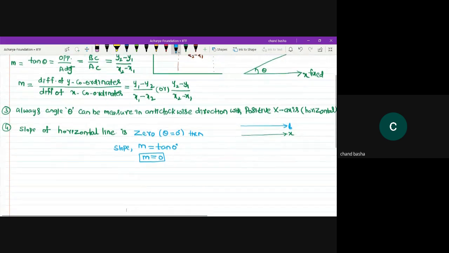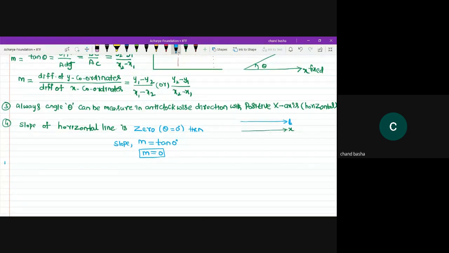And what about the fifth point I can discuss here? The slope of a vertical line. As I said, if one line is given, your baseline is the x-axis. This is your x, and the line is vertical, meaning perpendicular to this line. What angle is made by this line? Right angle, 90 degrees. Very good. That means what is the slope of this vertical line?